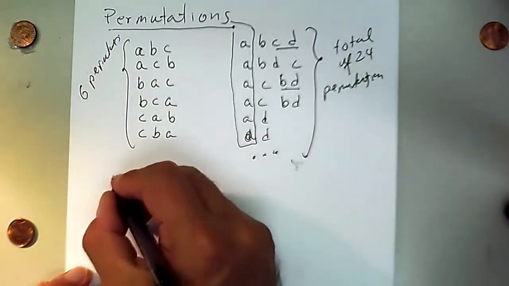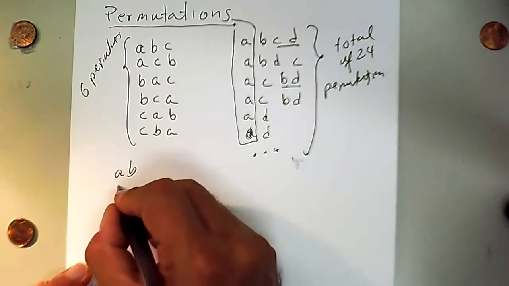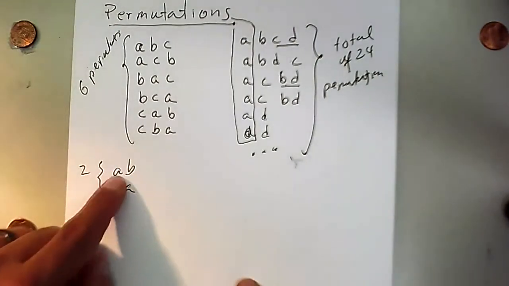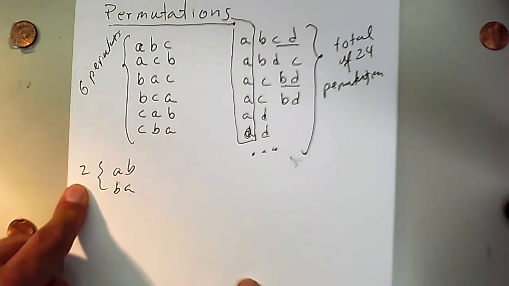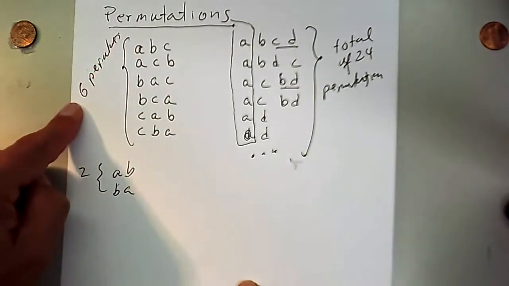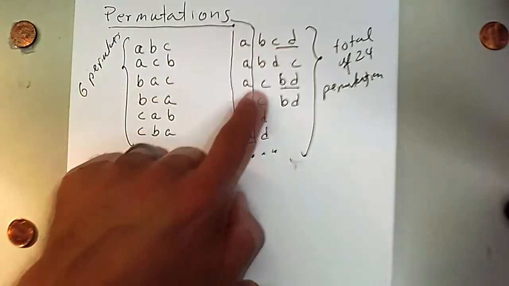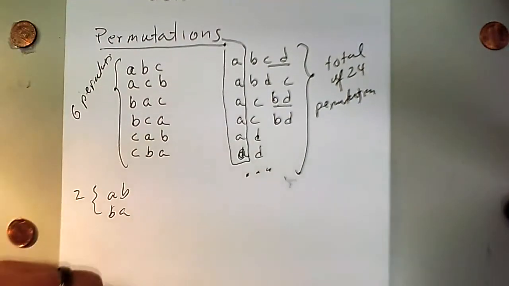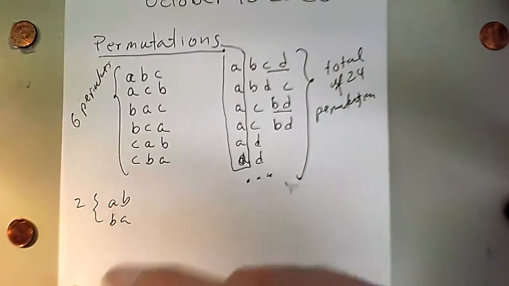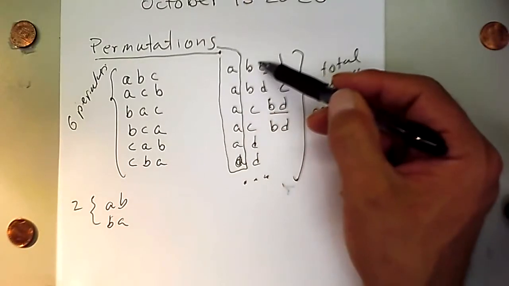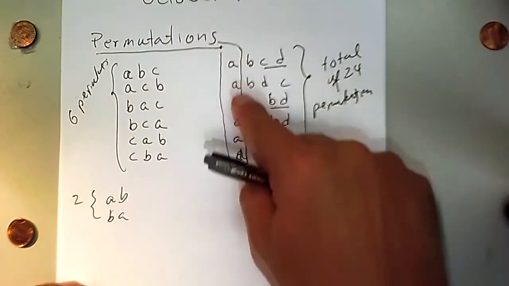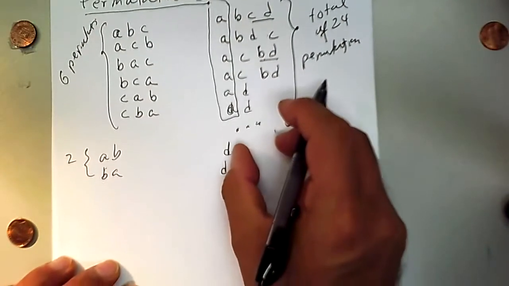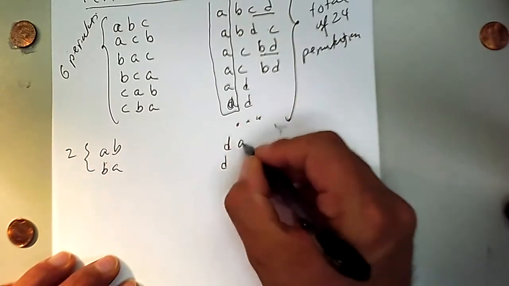If we have only two elements, A, B, there are only two permutations. So AB, BA, so there are two. So we go from two elements, two permutations, three elements, six permutations, four elements, 24 permutations. If we had five elements, we would have 120 permutations. And the reason is this. If we had D here, then what would we have on the other three? We would have A, B, C.